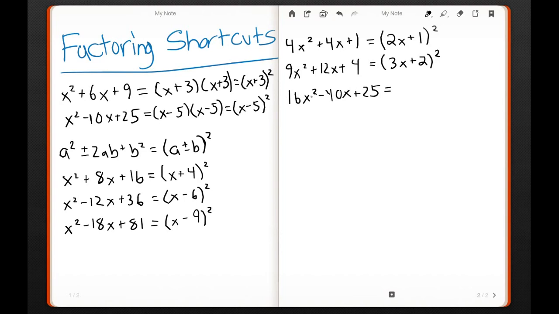Square root of 16. Oh, well, first let's check this. We have, square root of 16 is 4. Square root of 25 is 5. And 4 times 5 times 2 is 40, so this works. So now we have a squared becomes a, so 16x squared, we take the square root of that, it becomes 4x. But then, because we have a minus 2ab means we have minus b in the factored form. So minus the square root of 25, minus 5.